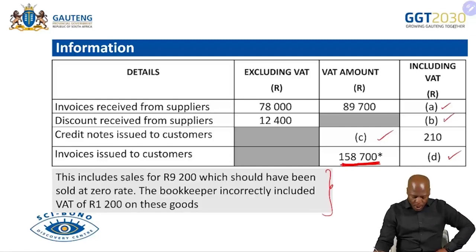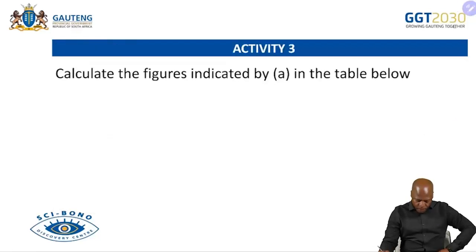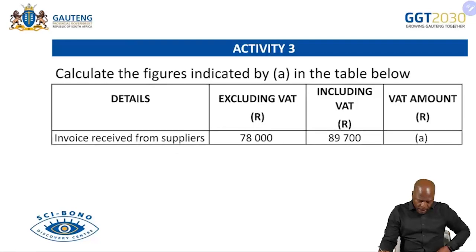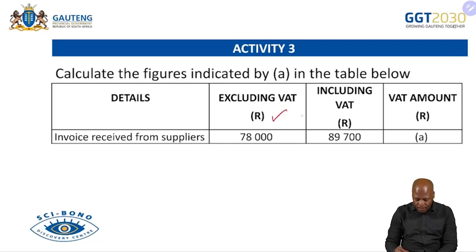Let's see now. How do we get A? Calculate the amount indicated A in the table. So A is the VAT amount. It is easy to get the VAT amount here. Remember, that is what I was saying, the walk in the park. These are 3 marks, because you are having your excluding VAT and your including VAT. So the difference between the two gives you your VAT.